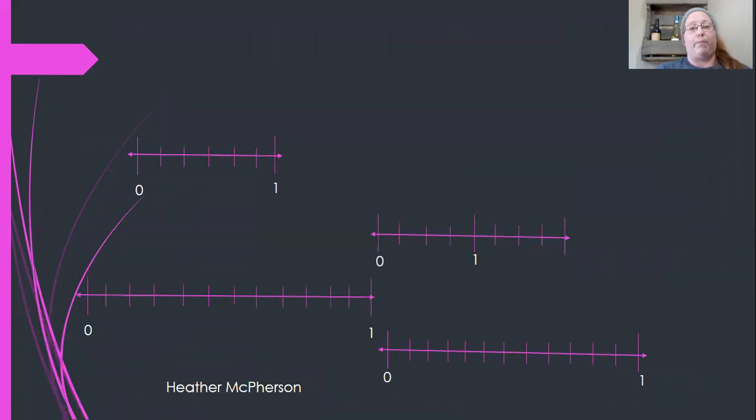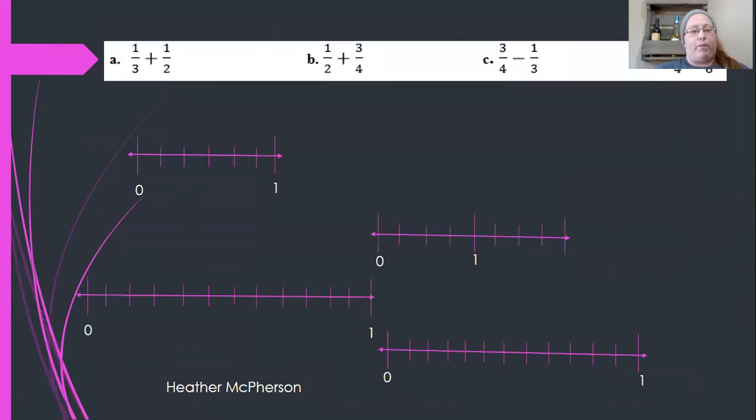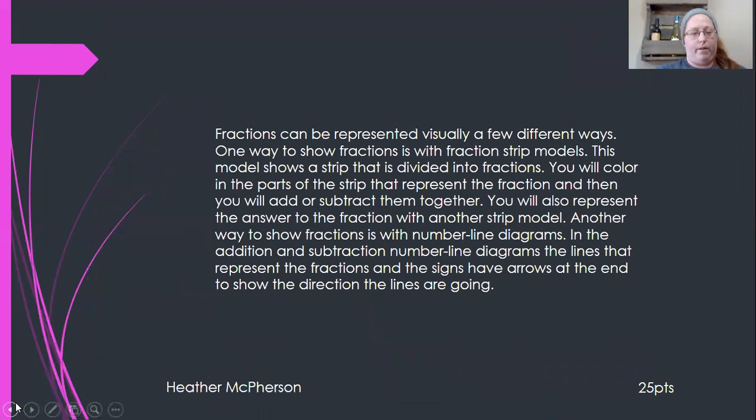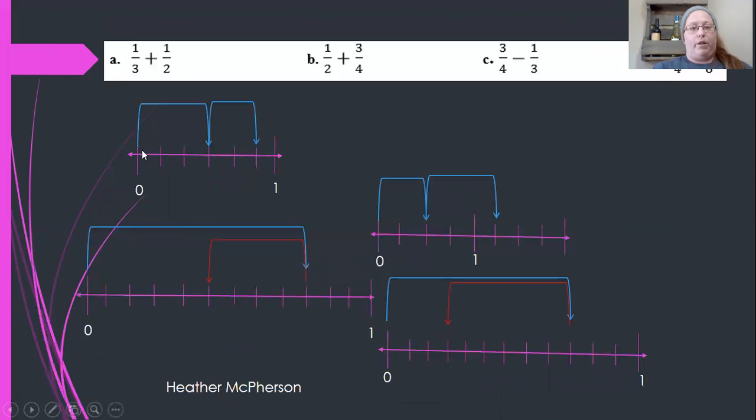You can also show this on a number line. So my number line goes from 0 to 1, and you have 1/3. So 1, 2, 3 gives you 1/3, plus 1/2. So you do 1/2, and your answer is still going to come up to, sorry, I messed that up, to 1, 2, 3, 4, 5, 6. So your answer is 5/6.